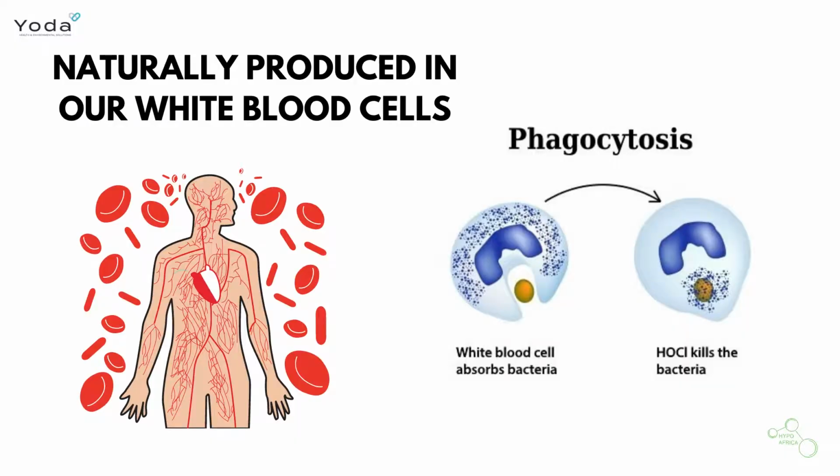If this sounds familiar, it's because our own human bodies produce hypochlorous acid in our white blood cells to fight off invasive pathogens. Hypochlorous acid invades the pathogen's cell walls and disarms it through a process called phagocytosis. Another big word, I know, but think of it as the undercover sting agent of disinfectants.